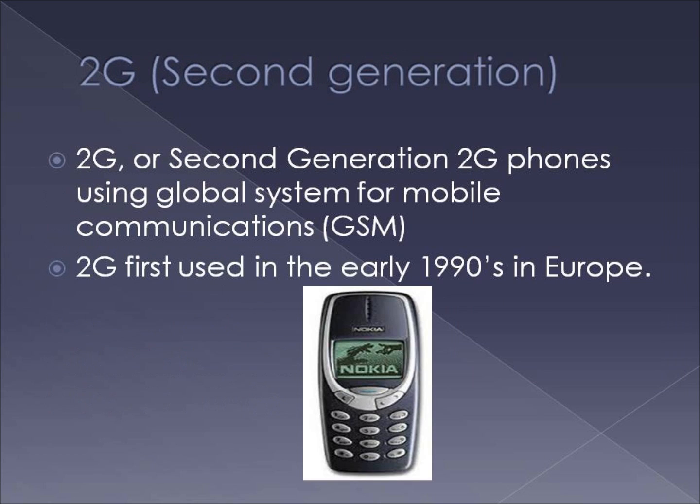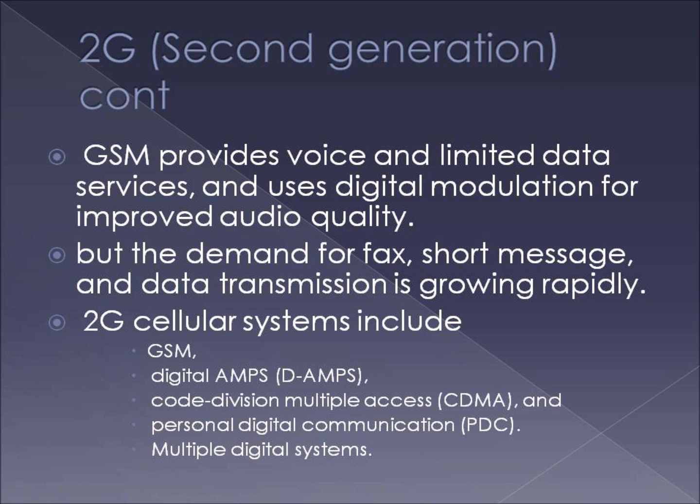2G is the next, better system that was developed in Europe in the early 90s, and you can see the Nokia phone set here, whose manufacturer is from a European country. 2G is the second generation, which used GSM, a very common technology used worldwide. GSM provides voice and limited data services and uses digital modulation for improved audio quality.